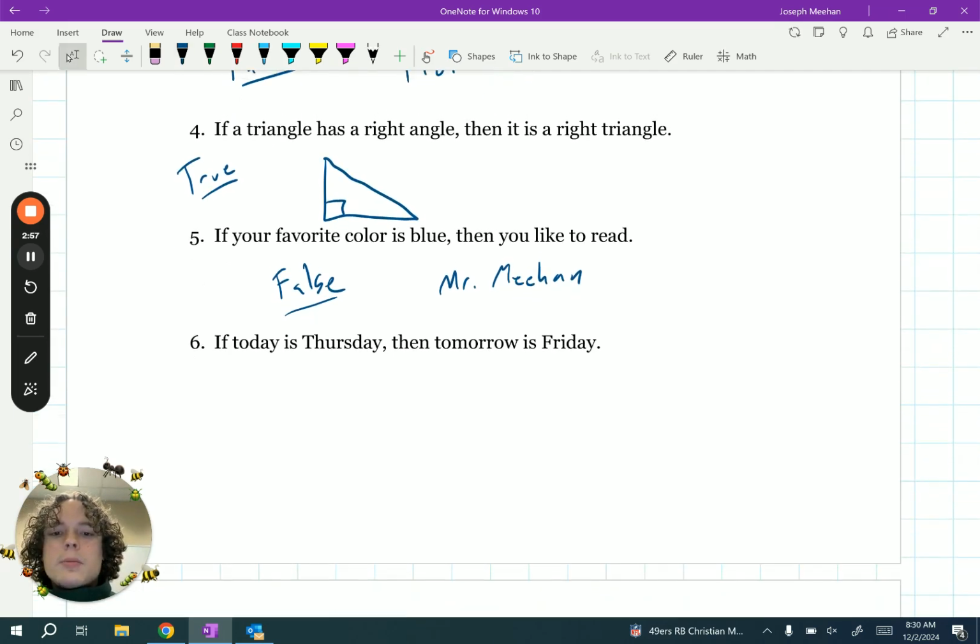Last one, if today is Thursday, then tomorrow is Friday. This has to be true, right? The days of the week, they go in order, right? This has to be true.